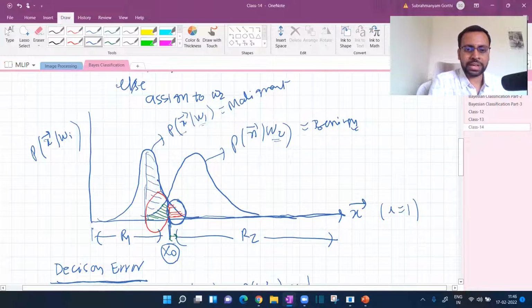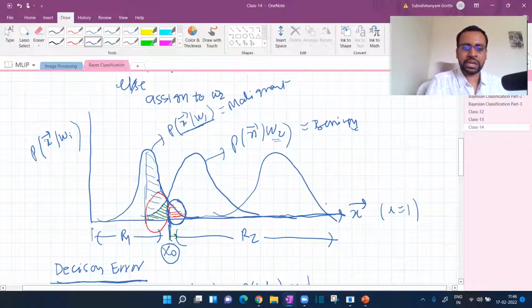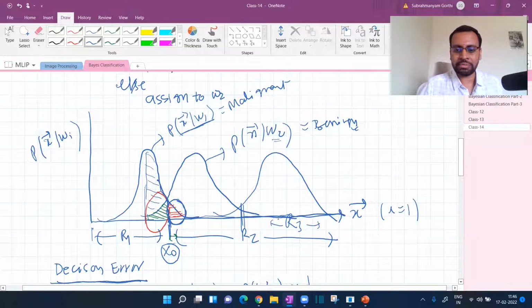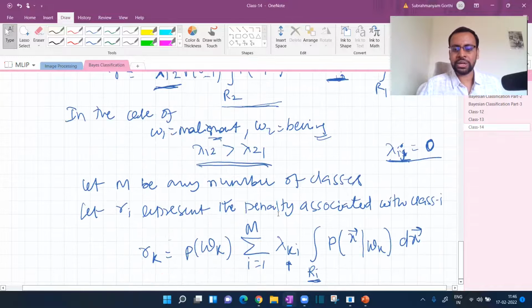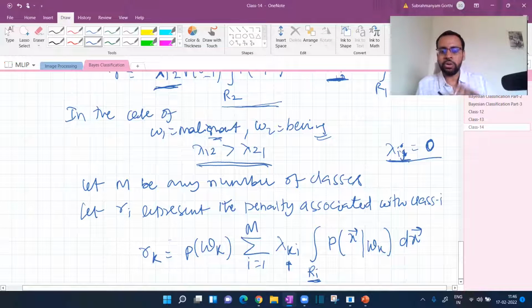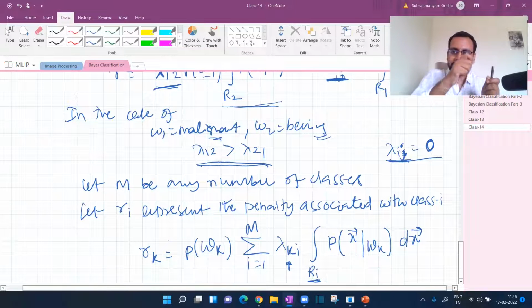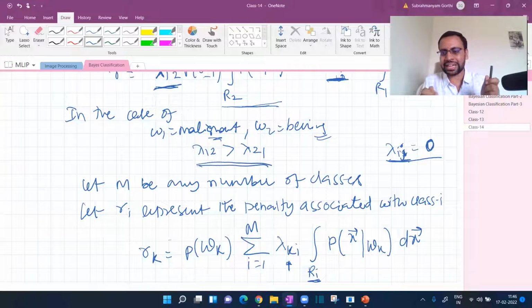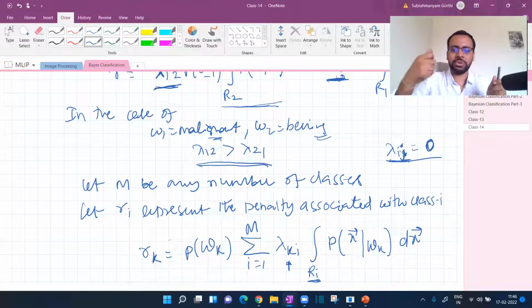So this probability of x bar given omega 1, you are computing in R2. If another class is there, then probability of x bar given omega 1, you would compute in, let's say there is some more cutoff here, R3. In the same manner, you are doing it for all regions, and you are putting a penalty term, varying it. How much can you allow for a misclassification from the kth class to the ith class? This i varies from 1 to m.